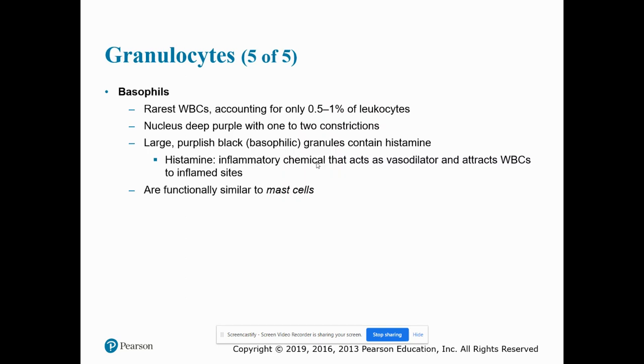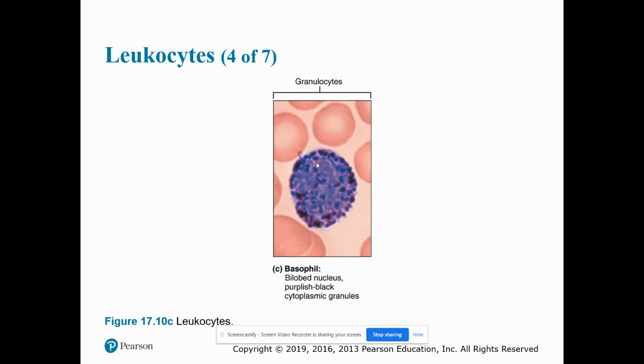And then basophils. These are the rarest of white blood cells, accounting for less than or up to 1% of leukocytes. The large purplish black granules contain histamine. And histamine is an inflammatory chemical that acts as a vasodilator and attracts white blood cells to inflamed sites. They are functionally similar to mast cells. So mast cells also release histamine. And this is a basophil.